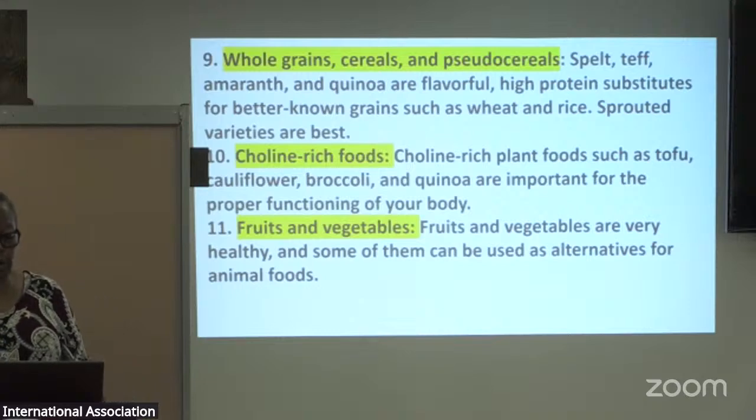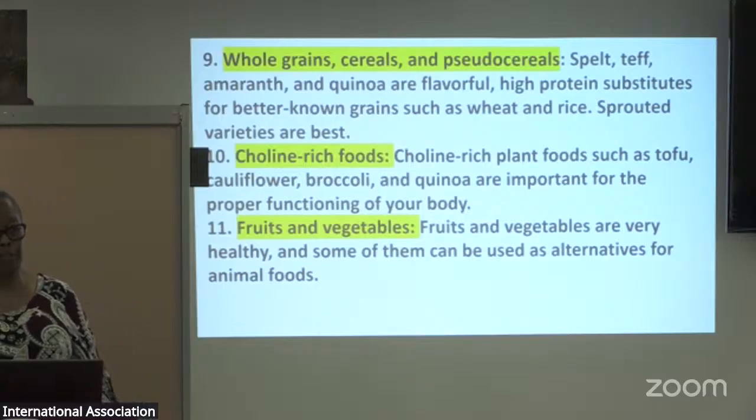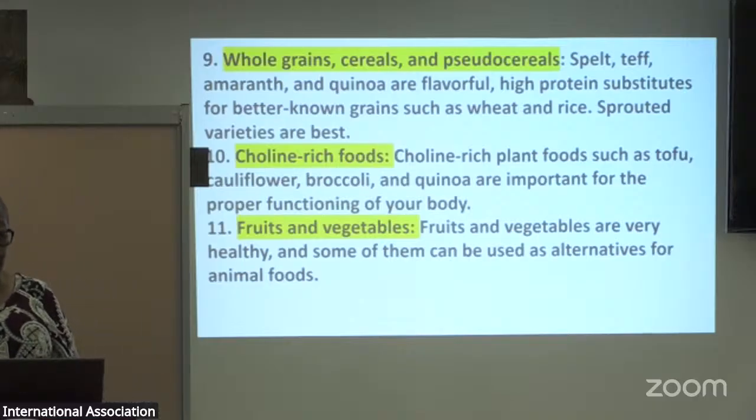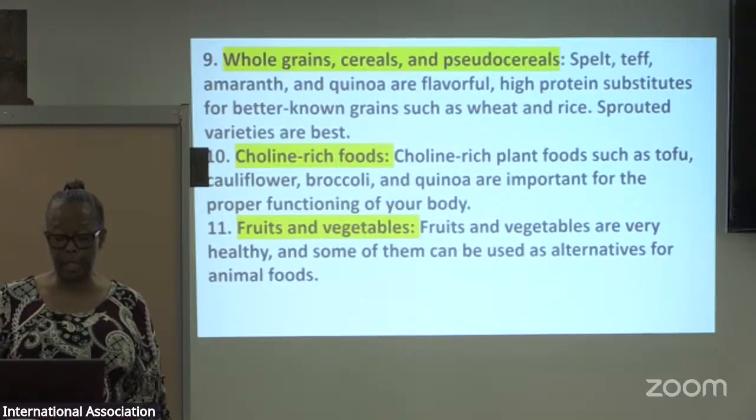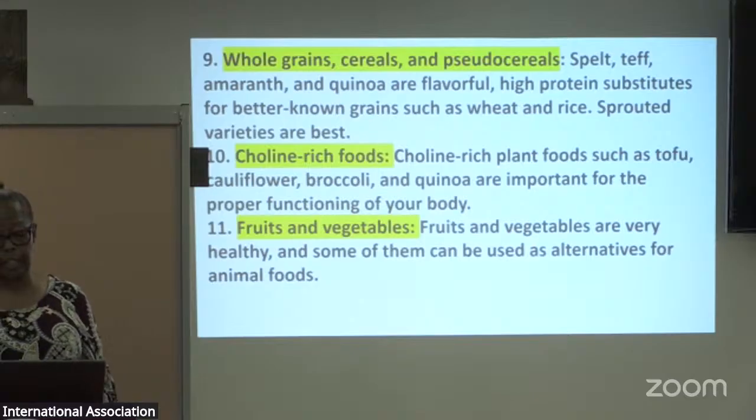Protein-rich foods from plants, such as tofu, cauliflower, broccoli, and quinoa, are important for the proper functioning of your body. Fruits and vegetables are very healthy, and some of them can be used as alternatives for animal food.